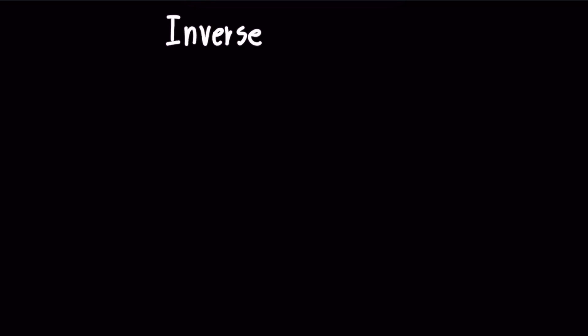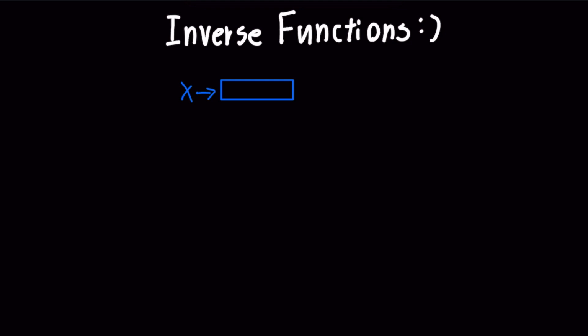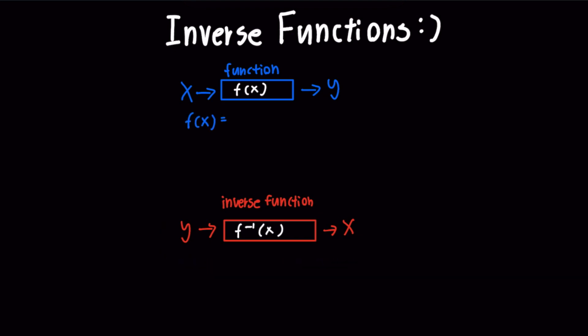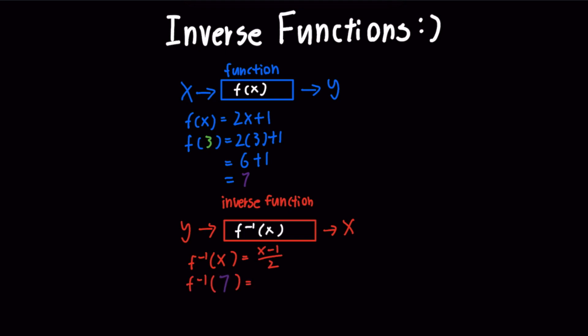Okay, let's talk about inverse functions. So an inverse function turns the process of a function inside out. That basically means that it undoes what the original function does. So if f of x turns 3 into 7, then the inverse of f of x turns 7 back into 3. Notice how whatever is being put into the function is what comes out of the inverse function and vice versa.